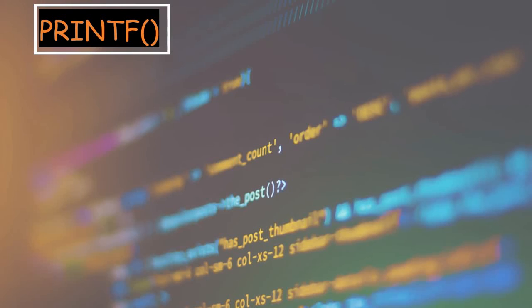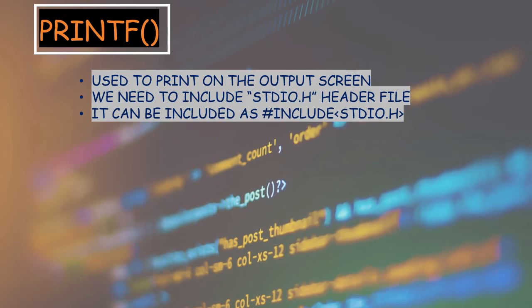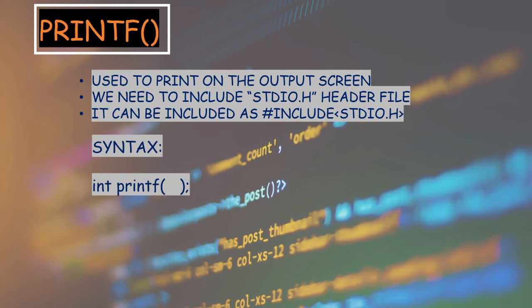So the first function that I'm going to discuss today is printf. Printf is used to print on the output screen. This output screen is otherwise called the console. In order to use this function, we need to include the header file that has the definition for printf, and that is stdio.h. So we need to include it as #include stdio.h at the top of the program.